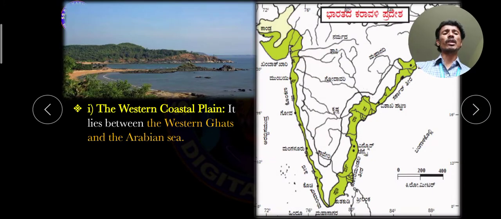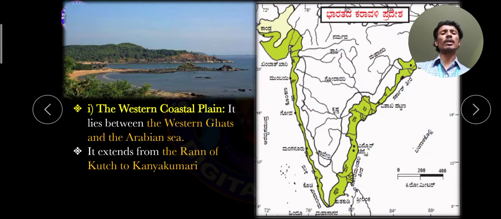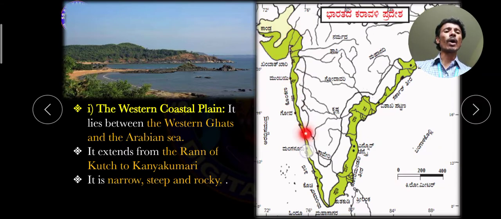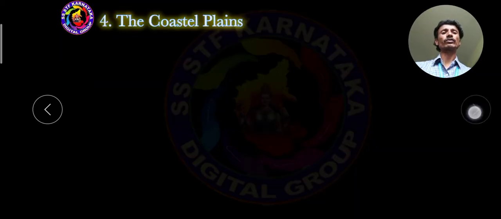The western coastal plain is very important. It lies between the Western Ghats and the Arabian Sea. This is the Arabian Sea and this is the Western Ghats; between them lies the western coastal plain. It extends from the Rann of Kutch to Kanyakumari. This is the Rann of Kutch and this is Kanyakumari. This is the western coastal plain, and it is narrow, steep and rocky. And here we can find some of the important rocks also.